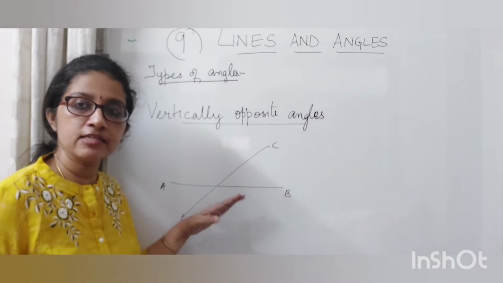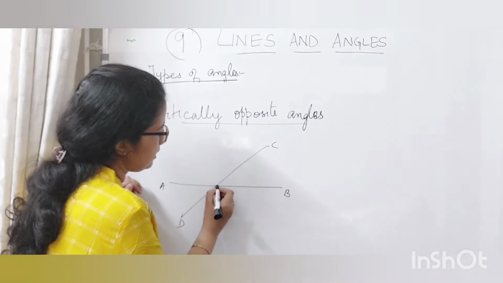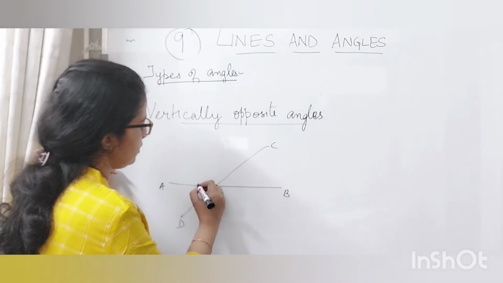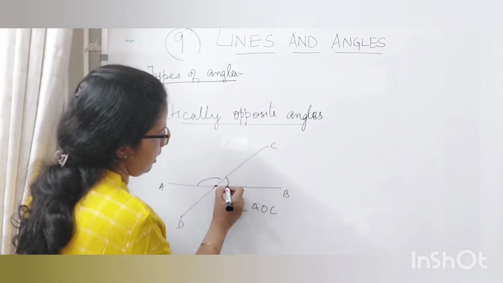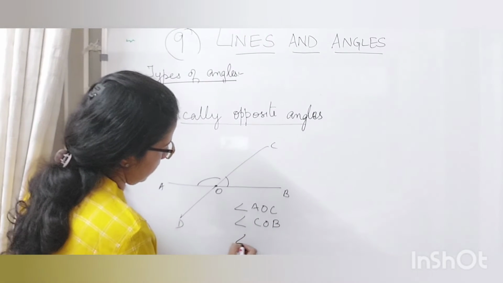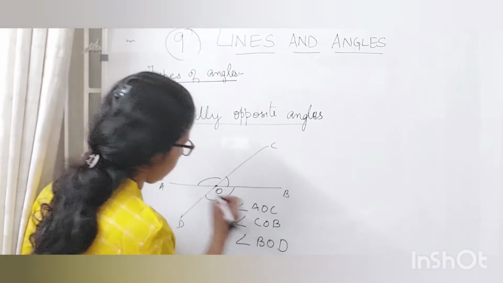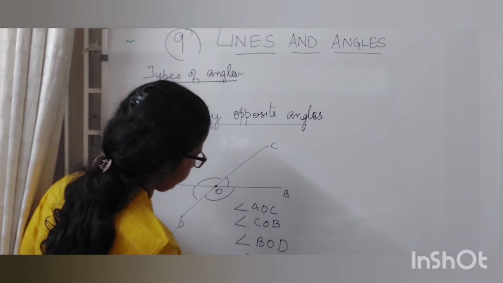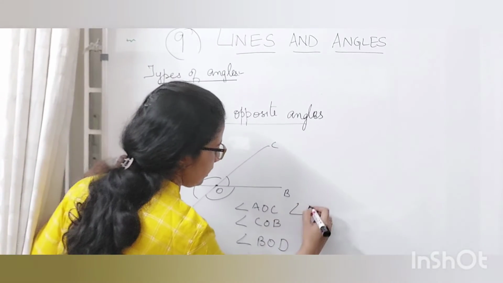So how many angles did we get here? When two lines intersect at a point, let this center point be O. So how many angles did we get? This is angle AOC, angle COB, angle BOD, and angle AOD. So we got 4 angles.